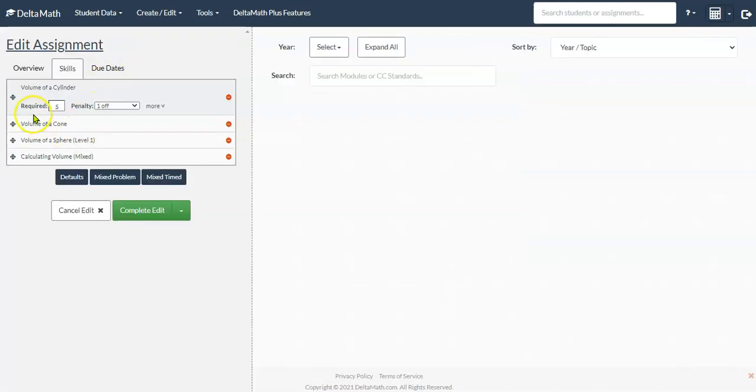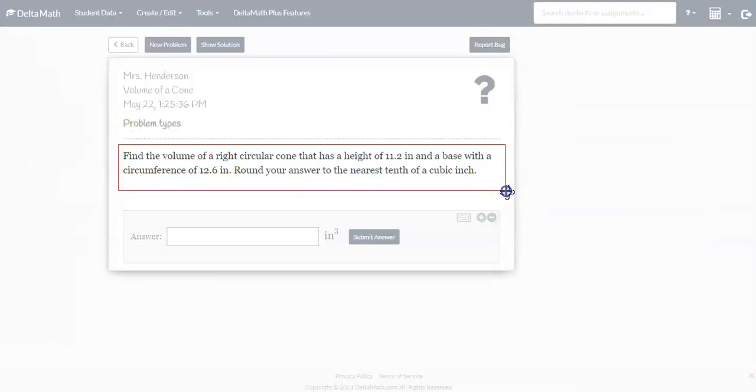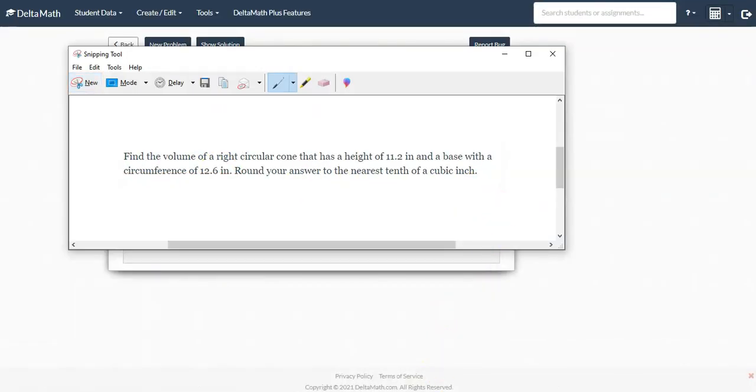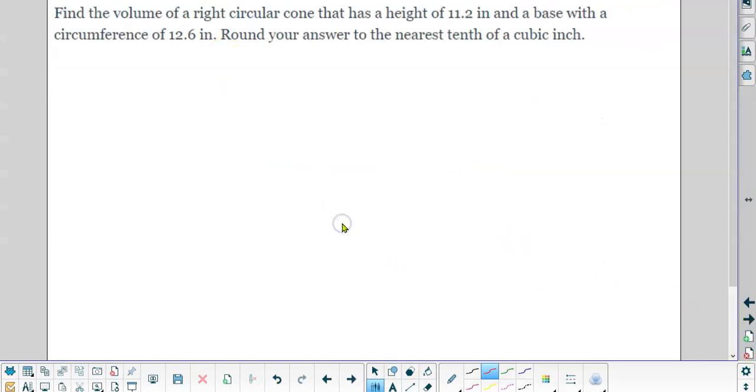All right, let's take a look at the second lesson, volume of a cone. So find the volume of a right circular cone that has a height of 11.2, and a base with a circumference of 12.6. All right, this is a new problem for you. We never talked about circumference before, so it's a good thing you're watching this video.